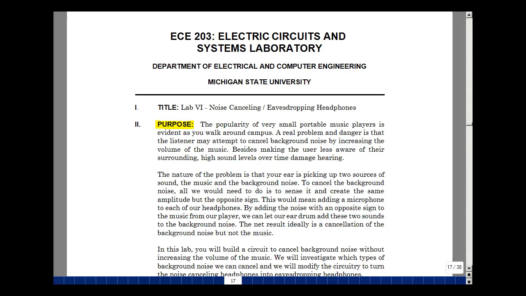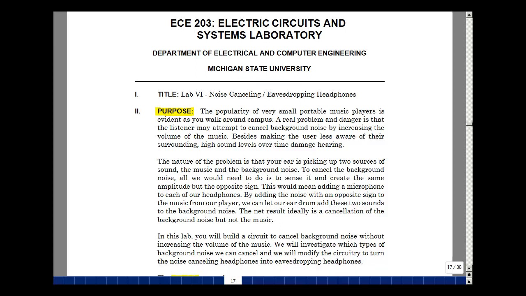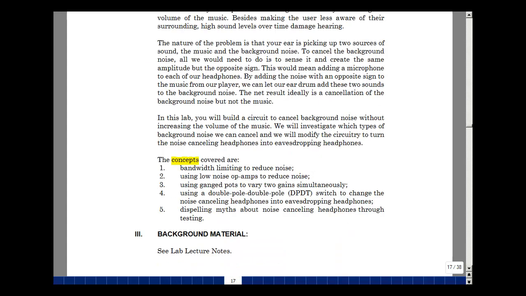The purpose of this lab was to design some noise-canceling eavesdropping headphones. This lab had some new concepts, but no new measurement techniques. What we learned about was bandwidth limiting to reduce noise, and using low noise op amps to also reduce noise. We're going to use what are called gang pots, which are two potentiometers on the same shaft, so we can adjust both the right and left channel to vary gains simultaneously. We're going to use the double pole, double throw switch to change from noise-canceling headphones to eavesdropping headphones. There's a lot of myths about noise-canceling headphones, and so we're going to be able to test in lab and check out some of the ideas of noise cancellation. In particular, by playing with different frequency ranges, we can see what ranges of frequency we actually can cancel and which we can't.